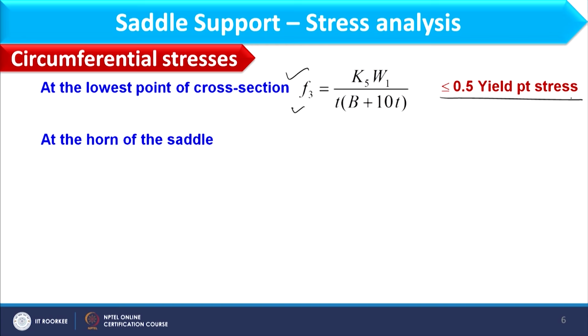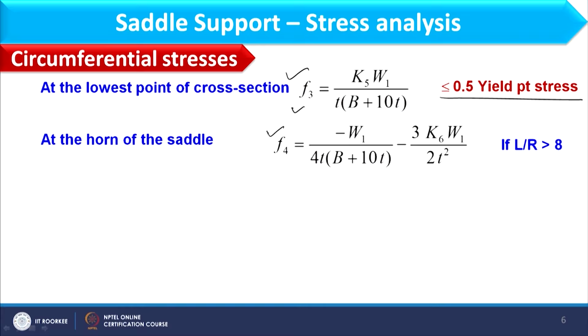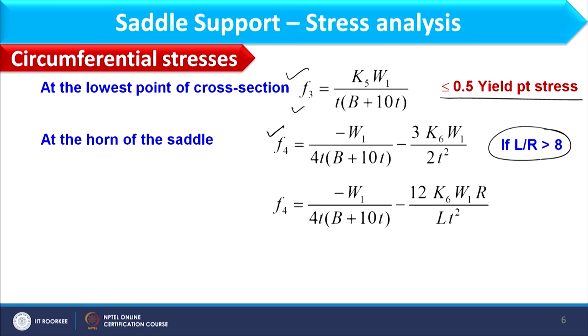And at the horn of the saddle, where the edge of the horn appears in the shell, that is basically the end of the support in the shell. There we have circumferential stress F4, which is equal to minus W1 by 4T B plus 10T minus 3 K6W1 by 2T square, and this expression we will use if L by R is greater than 8. In a similar way, if L by R is less than 8, we will calculate F4 from this expression.